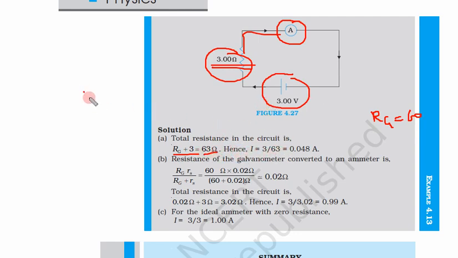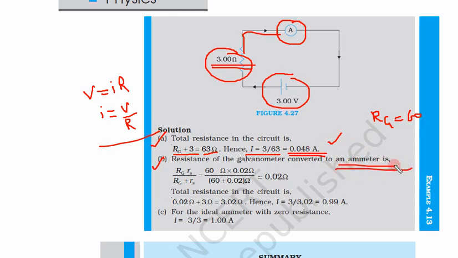What would be the current? From V is equal to IR, we have I is equal to V upon R. From this formula, I is equal to 3 volt upon 63 ohm. We have a current 0.048 ampere. So this is when galvanometer has its original resistance, which is 60 ohm. Now second case, when a very small resistance is connected to the galvanometer to convert it into a proper ammeter. Previously it was only galvanometer, now it is a proper ammeter.